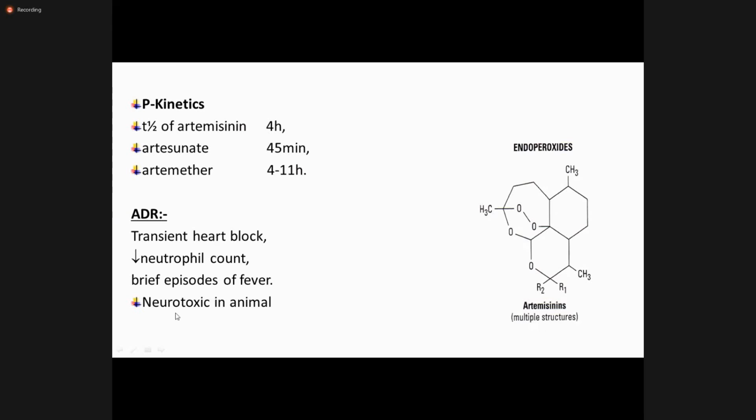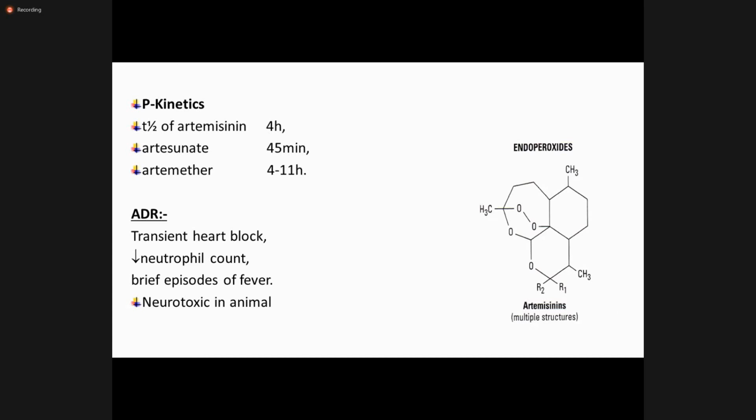Adverse effects: the symptoms are mild, a decreased neutrophil count, and neurotoxicity in animals. So there are not very many known adverse effects. Resistance is not there. Adverse effects are low. This is why this drug is nowadays a top priority to treat malaria patients.